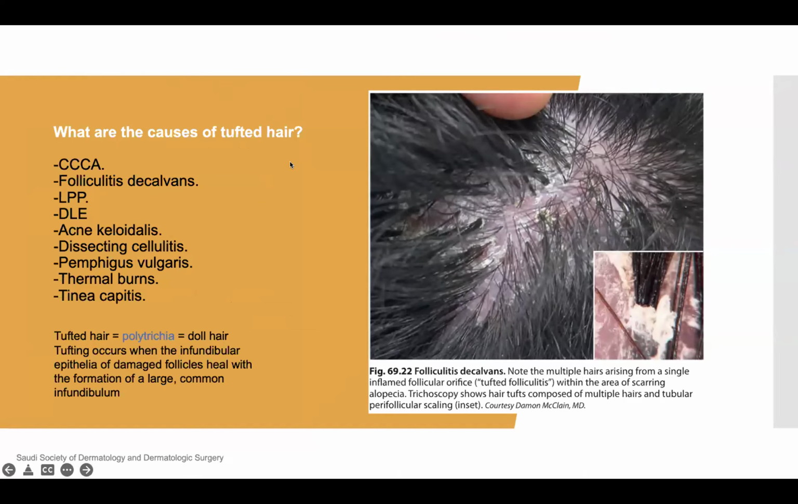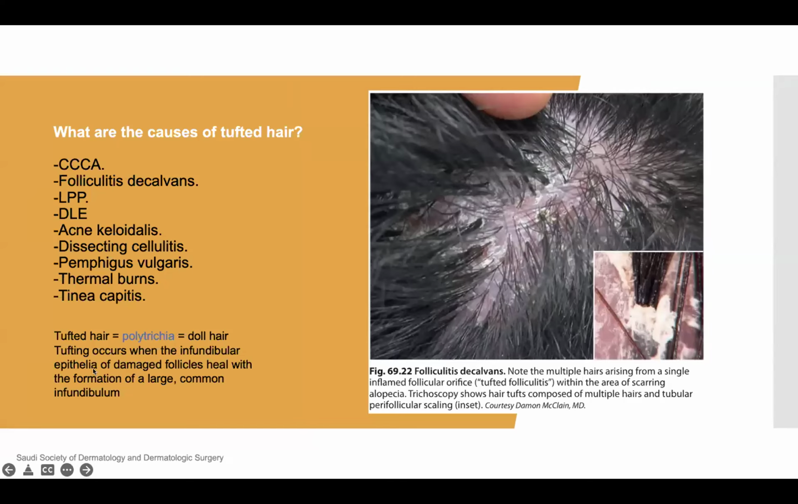What are the causes now? We mentioned tufted hair before. These are the differential diagnoses of tufted hair: most commonly central centrifugal alopecia and folliculitis decalvans. These are all scarring types of alopecia, in addition to pemphigus vulgaris, thermal burns, and tinea capitis.